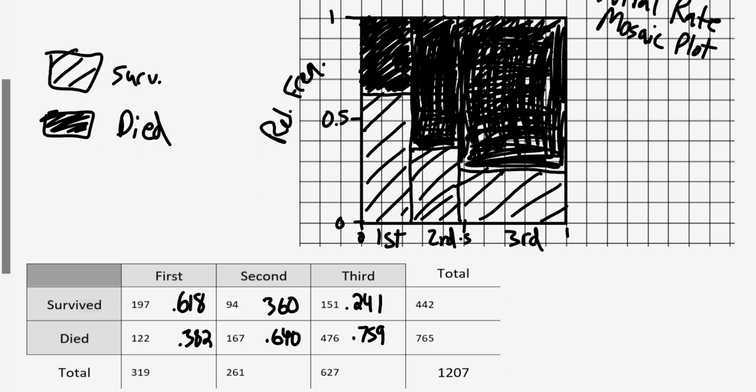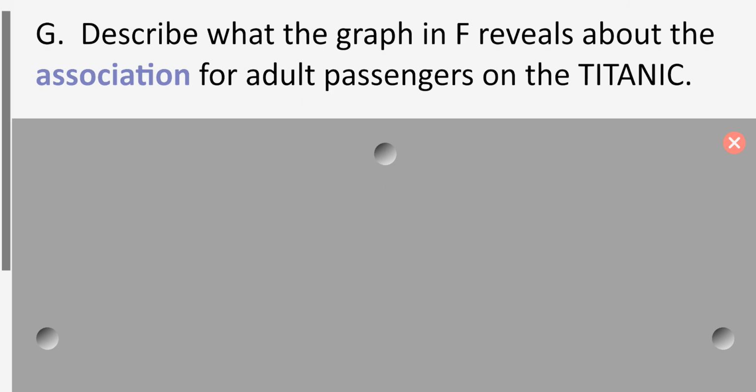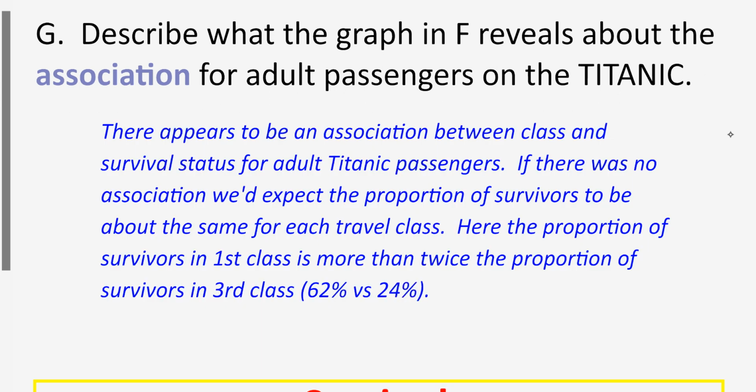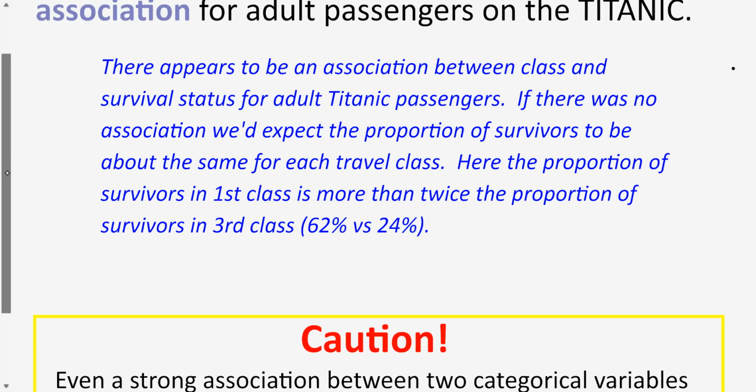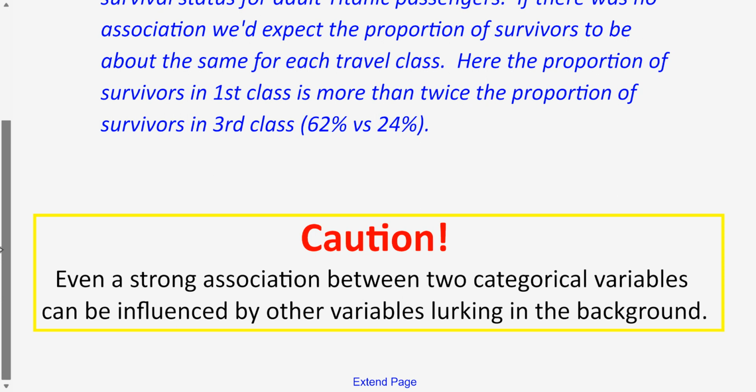So just to wrap it up, we can describe. It says describe what the graph in F reveals about the association for adult passengers, and it's what we just talked about. There appears to be an association between class and survival rates. Like any of these, you can see there's association between class and survival. If there was no association, we'd expect the proportion of survivors to be the same for each travel class. But the survival rate for the first class is way more than the survival rate for the second or third class. And that is just based on what we see.